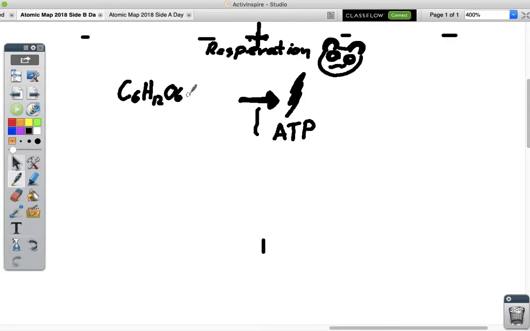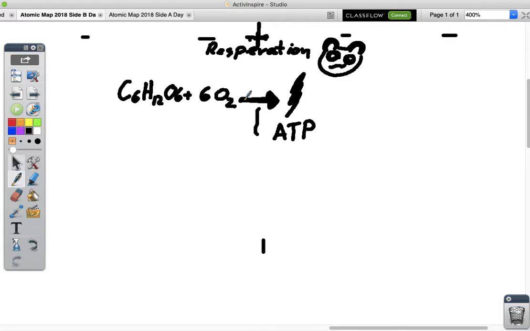C6H12O6. And then what do we need? We need O2s. We need oxygen. Okay? All right, so we got that side. So we got sugar and oxygen. And then when that reaction goes down, we're going to get energy.